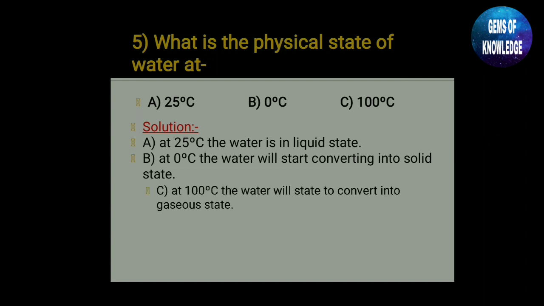Next comes 100 degrees Celsius. At 100 degrees Celsius, the water will start to convert into gaseous state. So here also from liquid state the water will be converting into the gaseous state. Here also the transition temperature takes place. So you can write that at 100 degrees Celsius, the water will be either in the liquid state or in the gaseous state. Both the answers will be correct. So quickly let's move on to the sixth question.